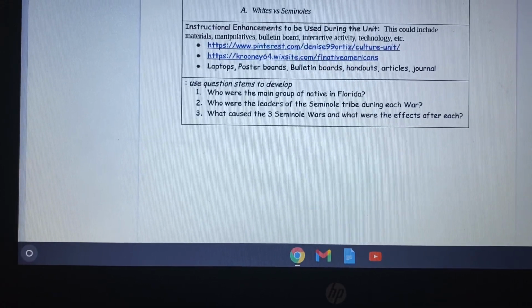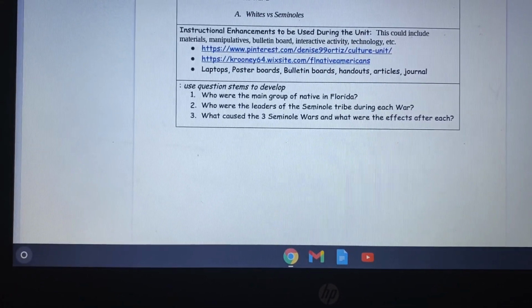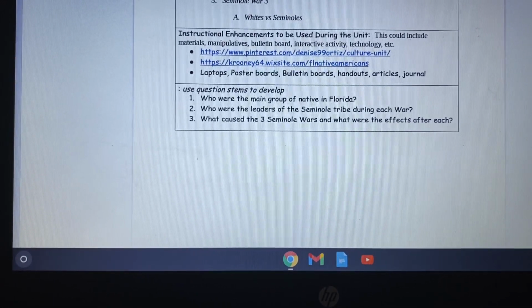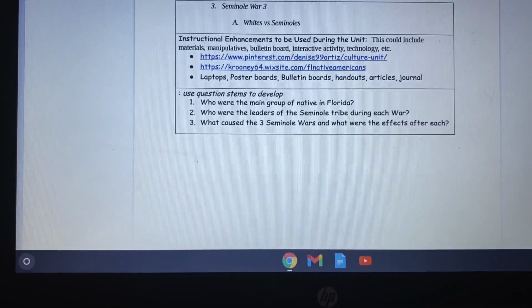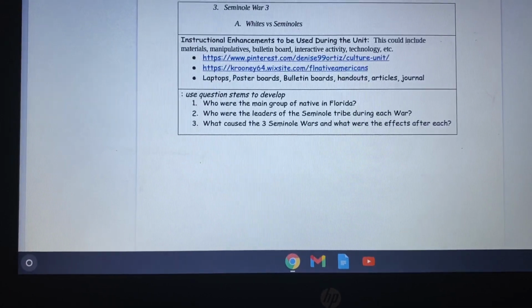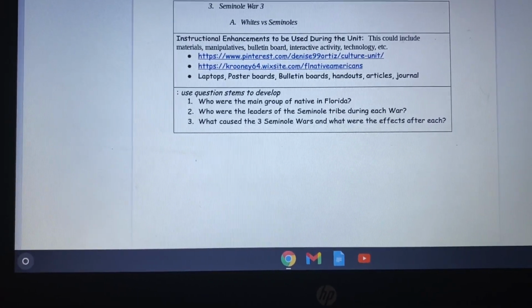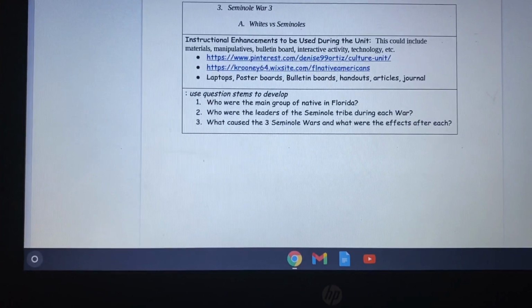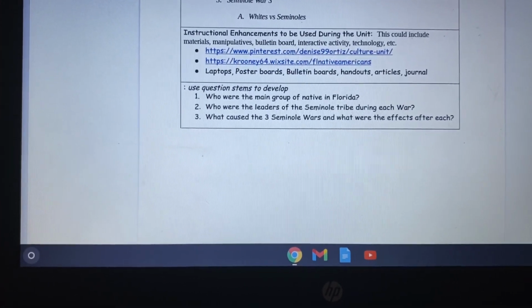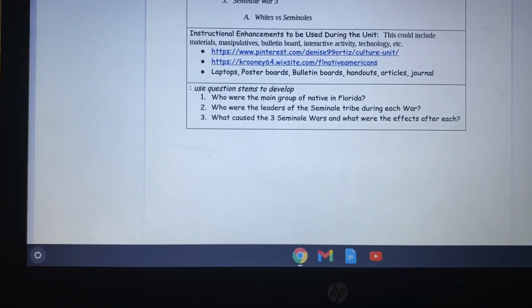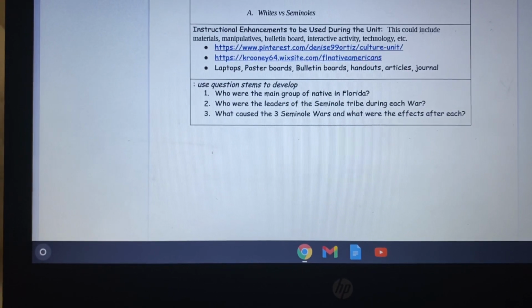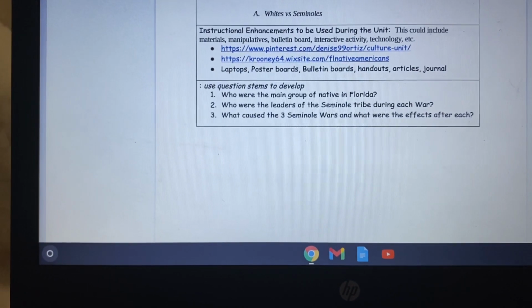I had my Pinterest board, an interactive website, and the laptops, poster boards, bulletin boards, handouts, articles, and journals as enhancements. I said some questions would be: who were the main groups of Natives in Florida? Who were the leaders of the Seminole tribe during each war? What caused the 3 Seminole wars? And what were the effects after each?